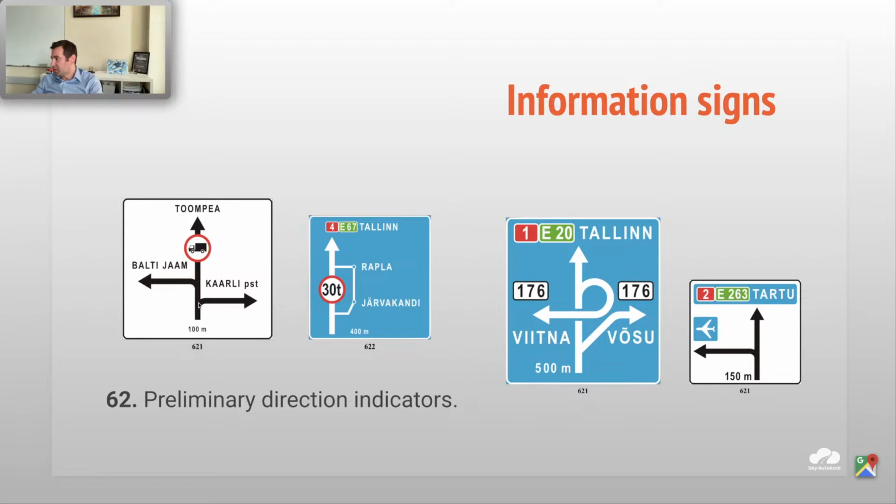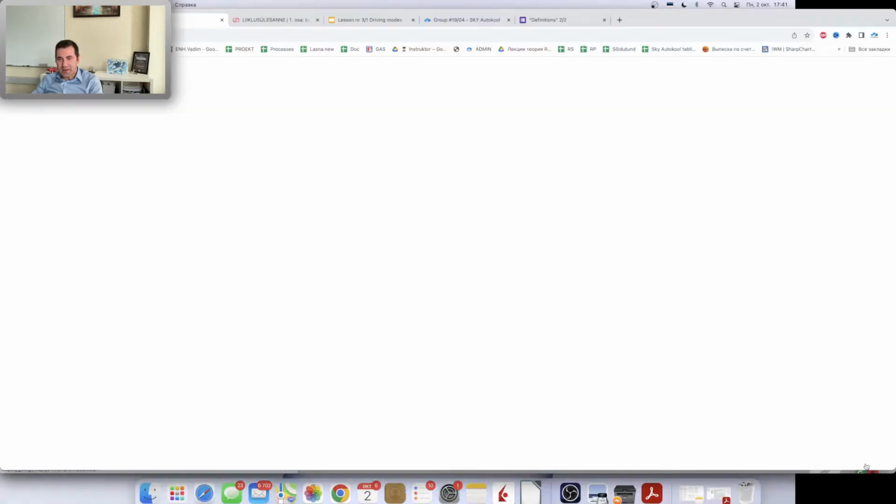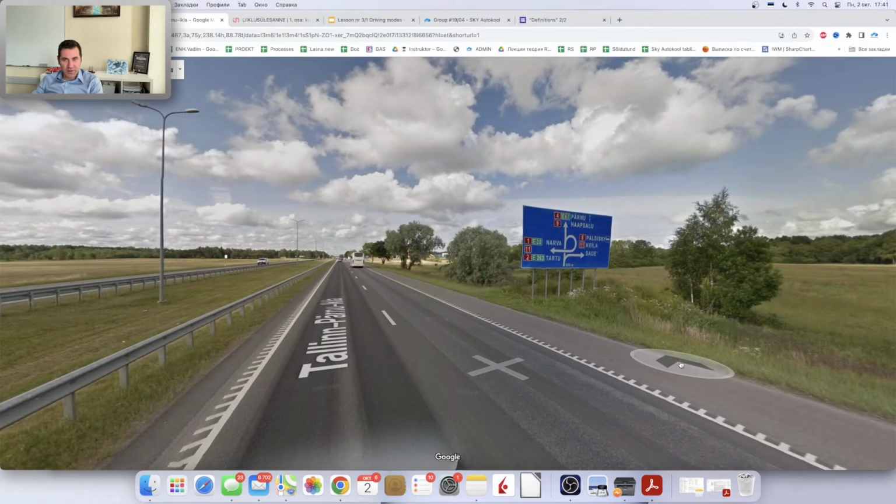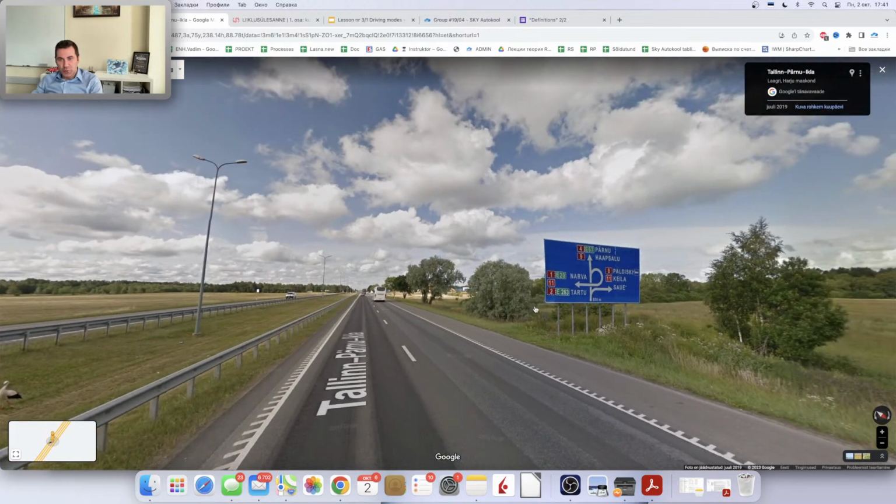Well, an important thing here is to see the very bottom line, which tells you the distance to the place where this crossroad will be. So if you can see this 100 meters, that means that this crossroad will be after 100 meters. And this one means that it will happen after 400 meters. Here you can see after 500 meters, and here it is after 150. And why it's important to understand, I can show you one very popular place on the exam.